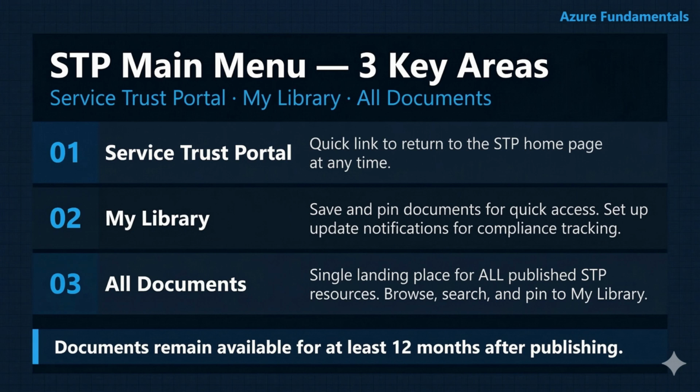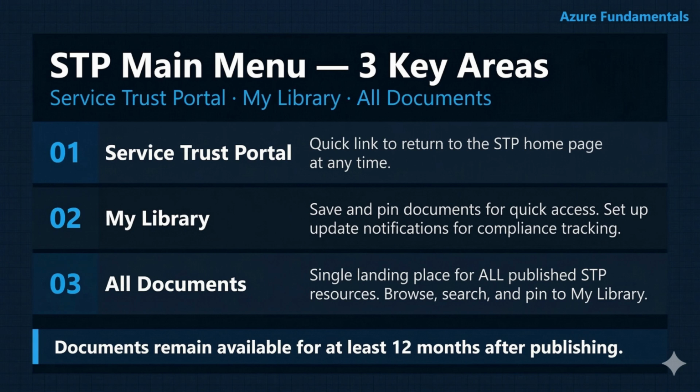The second is My Library. This is a personalized space where you can save or pin documents that are relevant to you. Once you pin a document, it appears in your My Library page for quick access. You can also set up notifications so that you are automatically alerted when a document in your My Library is updated. This is particularly useful for compliance teams who need to stay current on audit reports as they are renewed.